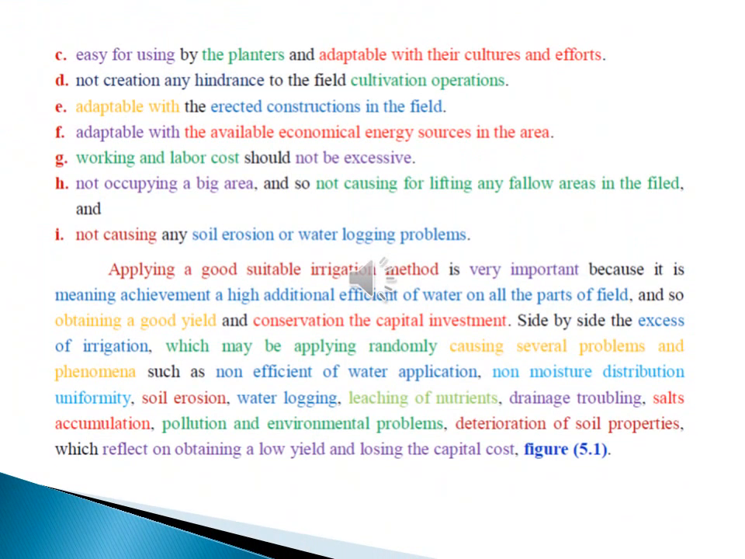Generally, the ideal choice of irrigation method should fulfill the following requirements. My dear, it is easy to follow by yourself. Take into consideration that applying a suitable irrigation method is very important because it means achieving high water efficiency on all parts of the field, obtaining a good yield and conserving the capital investment. Side by side, excess irrigation, which may be applied gradually, causes several problems and affects the soil characteristics and yield.